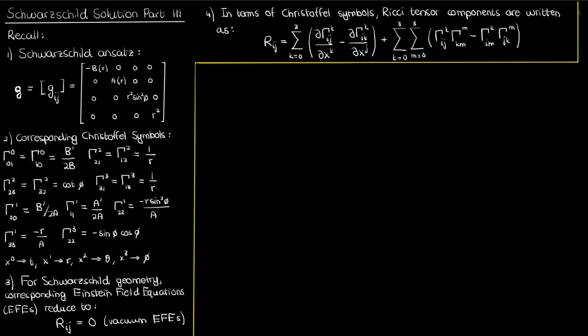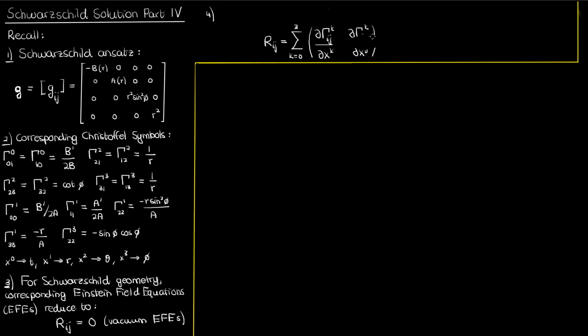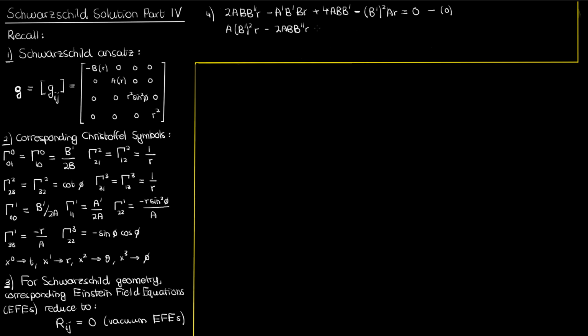Now that we've got everything in place, let's complete our solution to the Einstein field equations for the static, spherically symmetric mass to end up with our Schwarzschild solution. But let's recap what we've got so far. We've got the ansatz, the educated guess for the Schwarzschild metric under 1. We've got our corresponding non-zero Christoffel symbols under 2. We've got the vacuum Einstein field equations under 3. And under 4, I'm actually going to erase the formula for the Ricci tensor components and instead put down equations 0 to 2 that we derived in the last video.